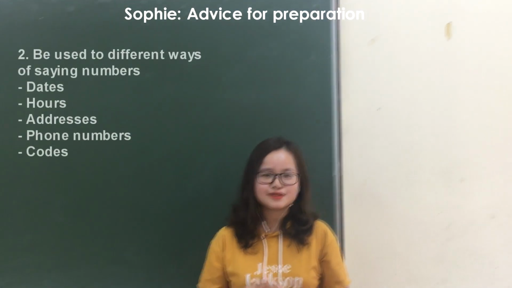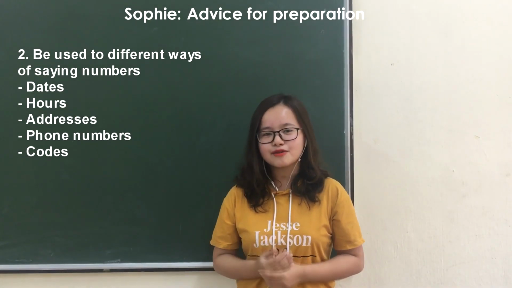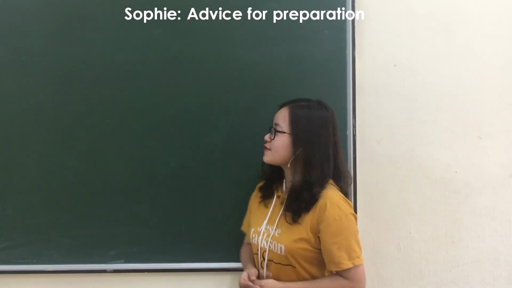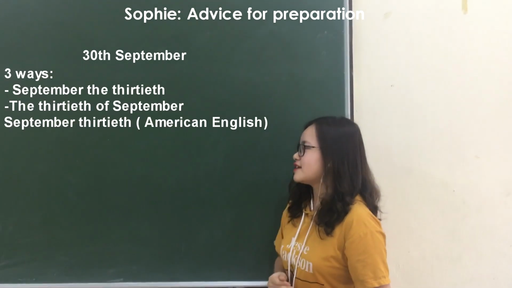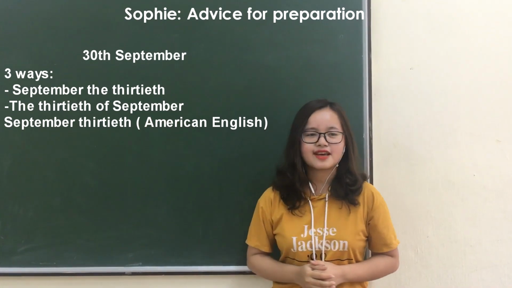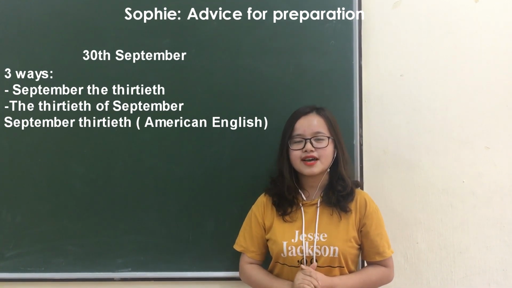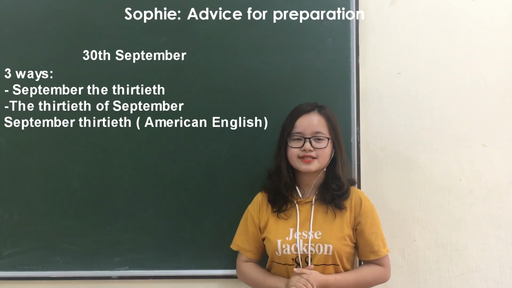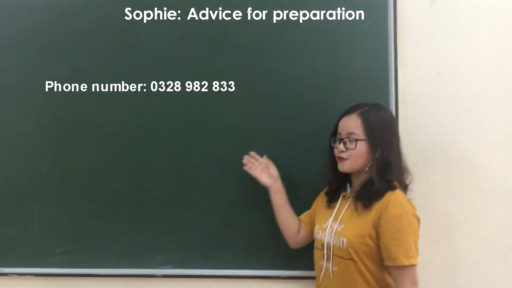Secondly, you should be used to different ways of saying numbers, including for numbers, days, hours, scores, and so on. For example, you can see on the board is a date, and it can be said in 3 ways. Firstly, you can say September the 13th or the 13th of September, or as in American English, you can say September 13th. Another example is a phone number.